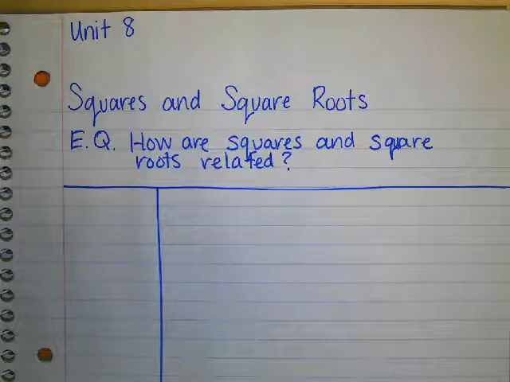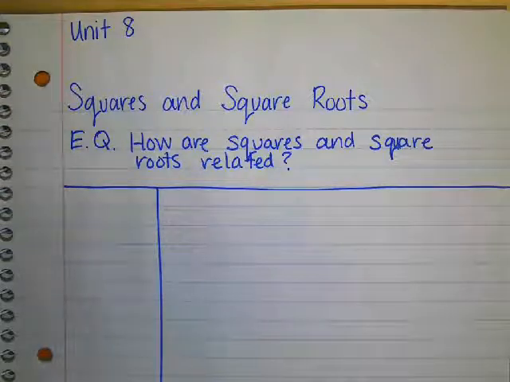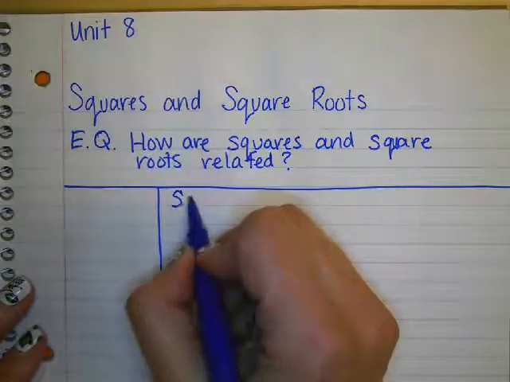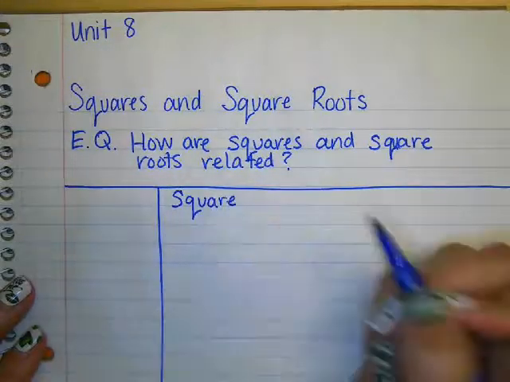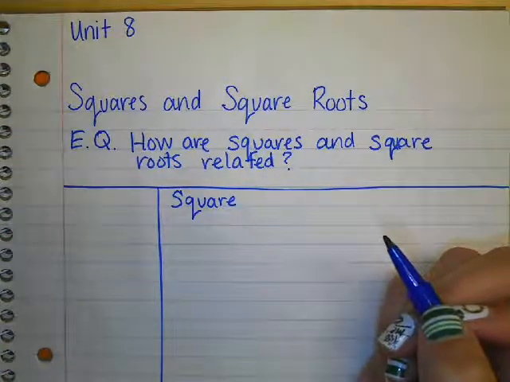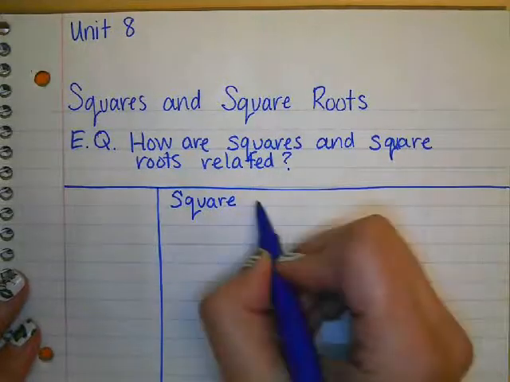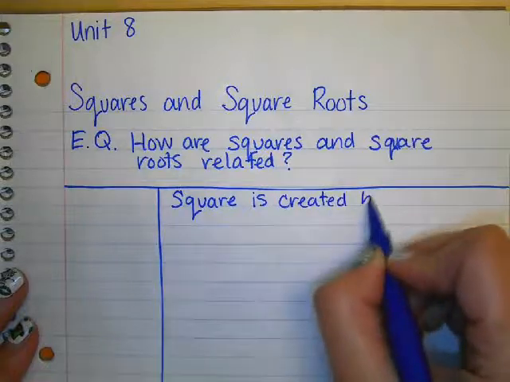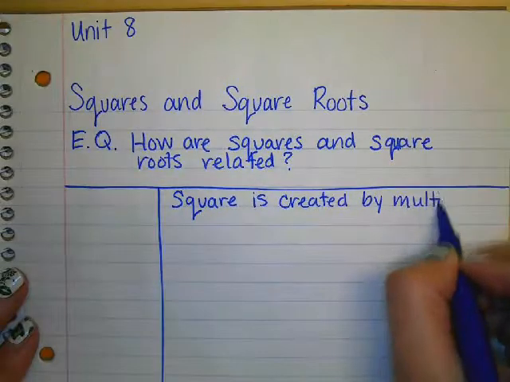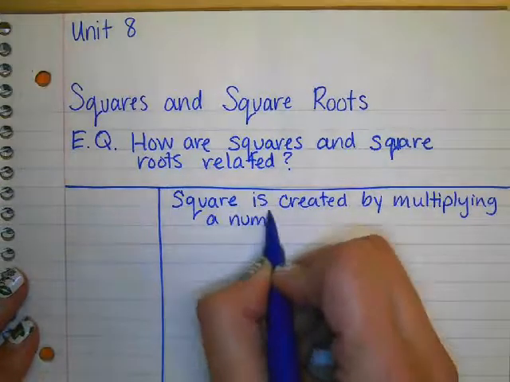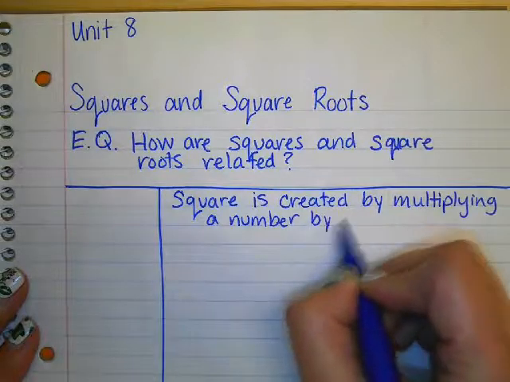This lesson is on how square roots and squares are related. So we're going to start out with defining a few things. As review, we know that a square is created by multiplying a number by itself.